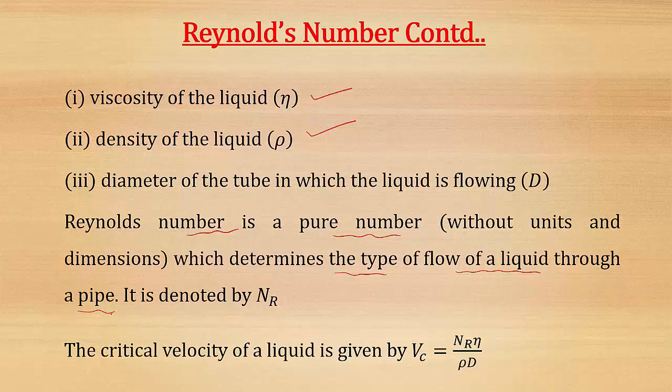It is just a pure number. There are no units and dimensions. And it is denoted by NR. The critical velocity of the liquid is given by Vc equal to NR, Reynolds number, into coefficient of viscosity eta divided by density rho into diameter of the tube d. Vc equal to NR into eta divided by rho into d.